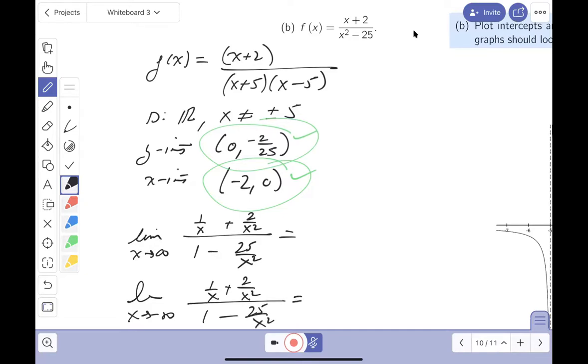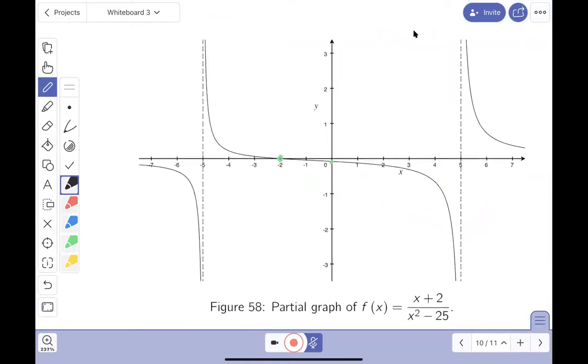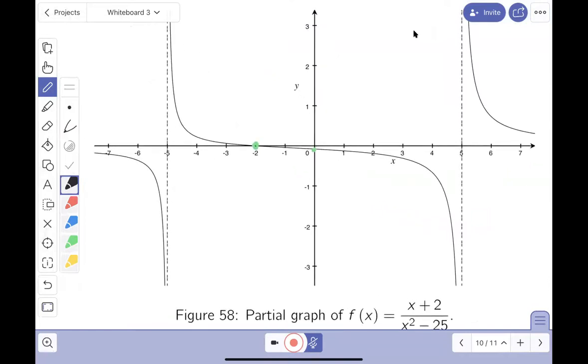I know it's work. What do you get on top? 0. What do you get on bottom? 1, 0. What do you get on top? 0. What do you get on bottom? 1, still 0. So I got a horizontal asymptote. I'll write that down for you. And what's that going to be? Y equals 0. Well, look at the picture and see if I got that. Well, you know what? I really don't see it drawn in there. I'm going to draw it in now.